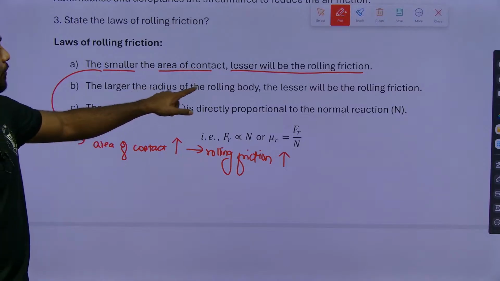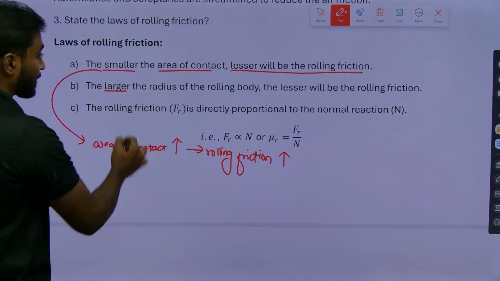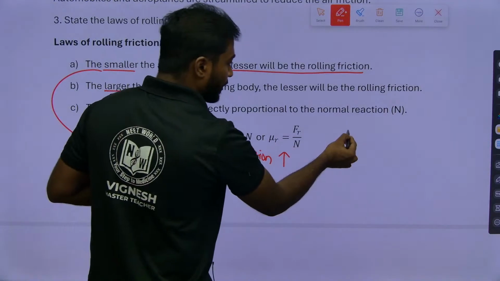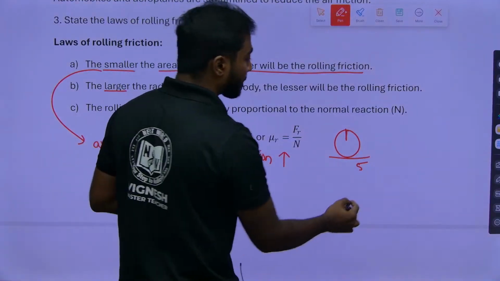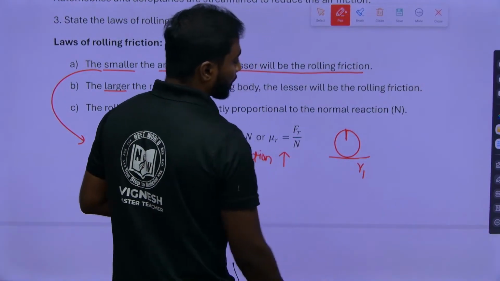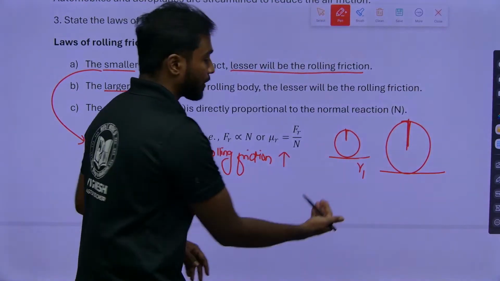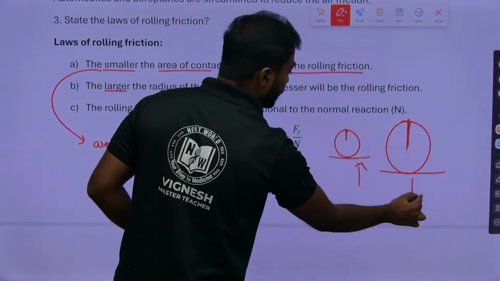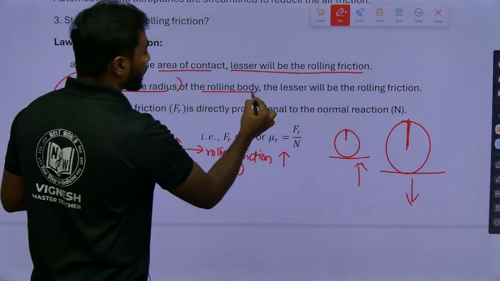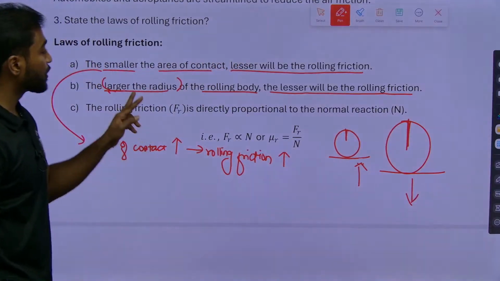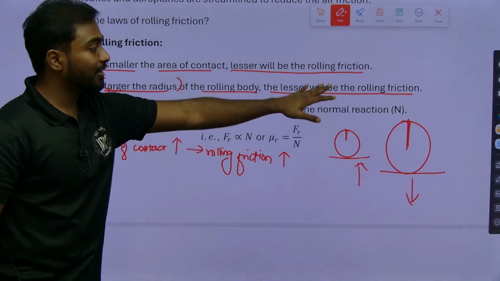Larger the radius of the rolling body, the lesser the rolling friction. If a smaller radius r1 is there, the rolling friction will be somewhat higher, say 5, for example. And when the radius is bigger, the rolling friction will be less, because the larger the radius of the rolling body, the lesser the rolling friction. First point, lesser the area, lesser the rolling friction. Larger the radius of the rolling body, lesser the rolling friction.